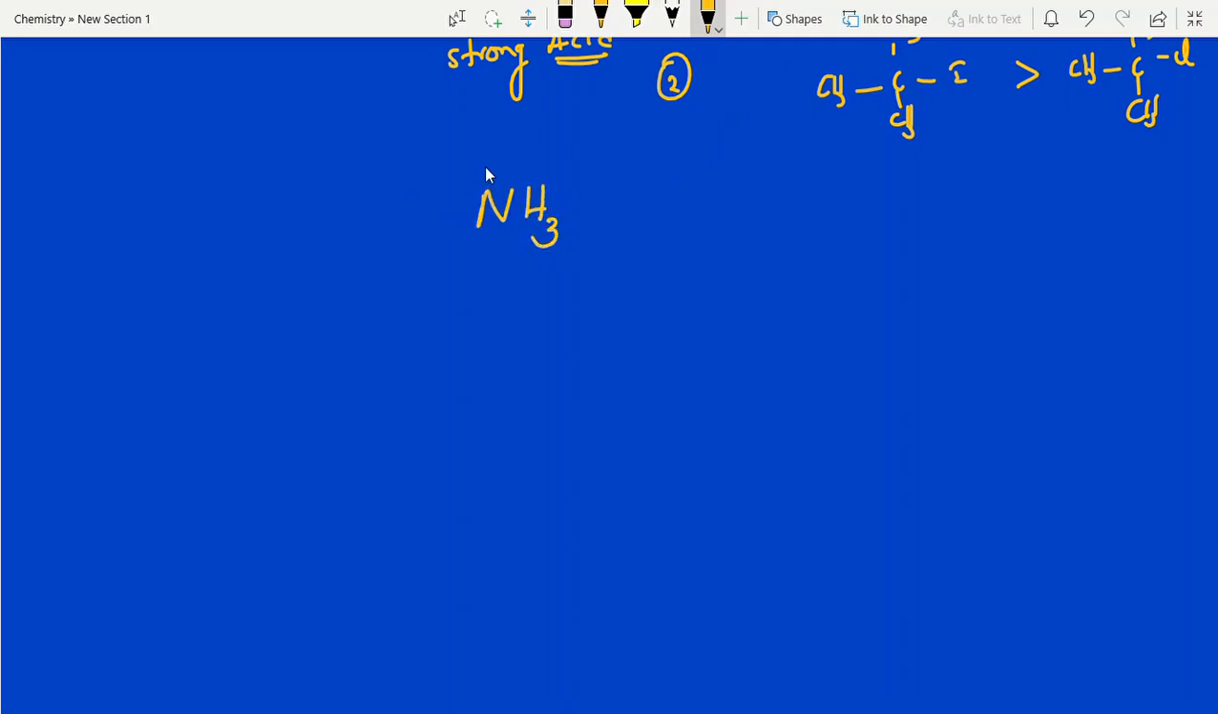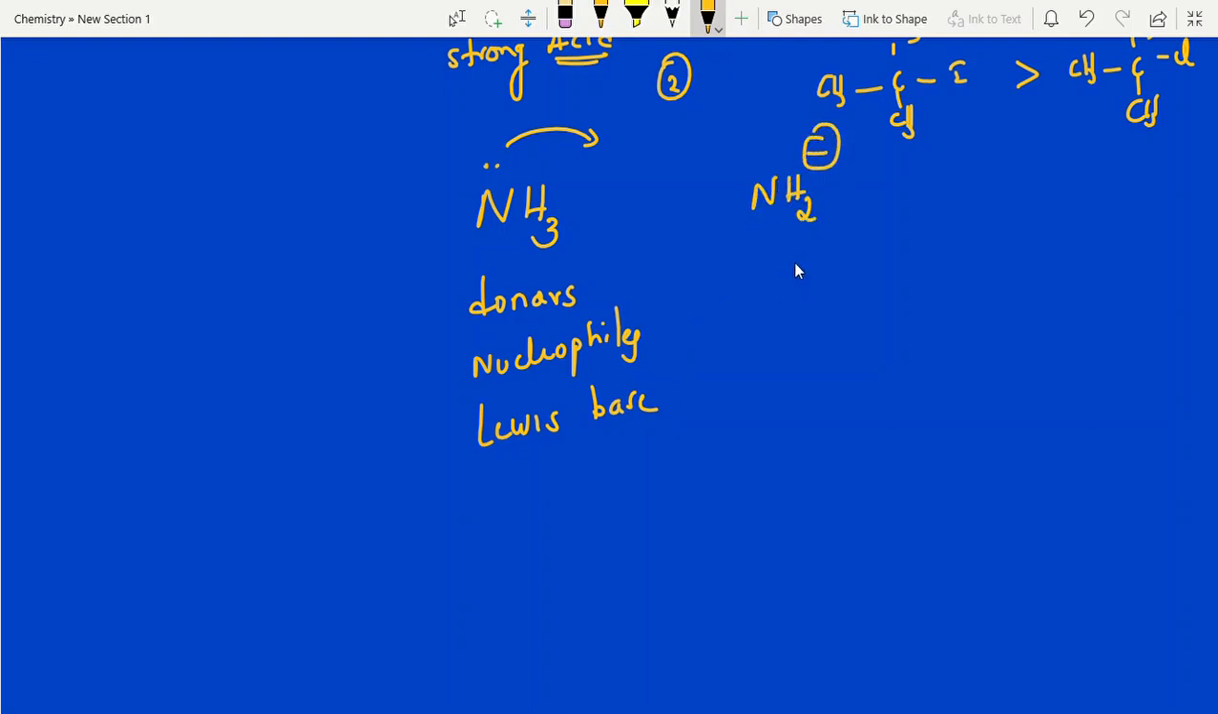Ammonia has a lone pair of electrons. Definitely it will give electrons. Giving electrons is nothing but donating, so it is a donor. All donors are nucleophiles, right? According to Lewis, we call them Lewis bases. Next, what about NH2 minus? Yes, this is negatively charged. It is also donating electrons, no? It is a donor and also acts as a nucleophile. This is also a base, no? But which is the best nucleophile? The question is the best nucleophile.